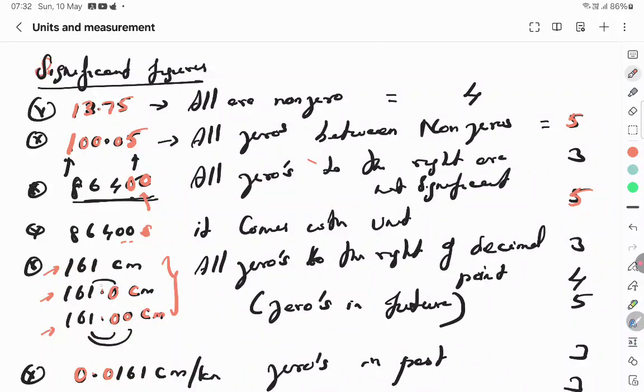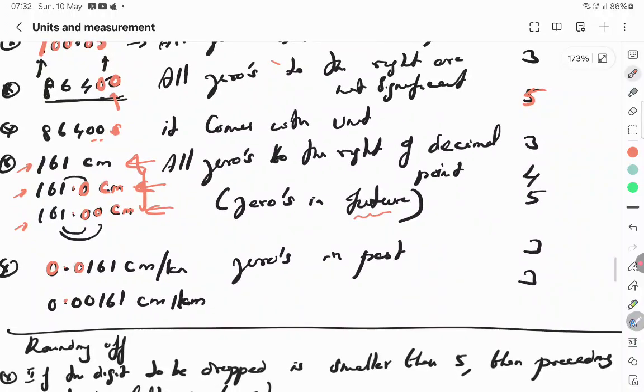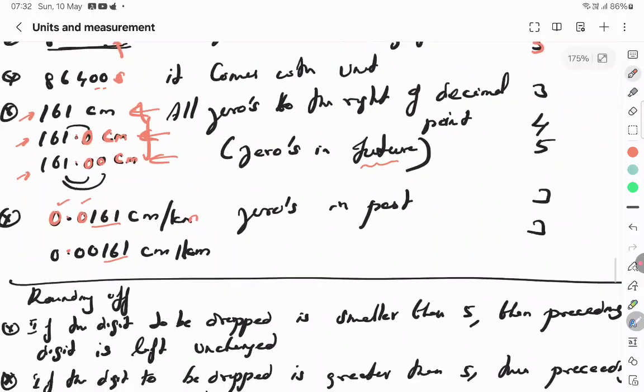And look at this, it's 161 centimeter, 3 significant figures. All zeros in the future, that is after, have to be counted provided there is a unit and it's also a decimal number. So then therefore there are 3 decimal numbers. There are 4 in this, 3 in this, 4 in this, and 5 in this. The zeros in the past can be ignored even if it comes with a centimeter or meter or kilometer, whatever. So there are 3 significant figures and there are 3 in this.